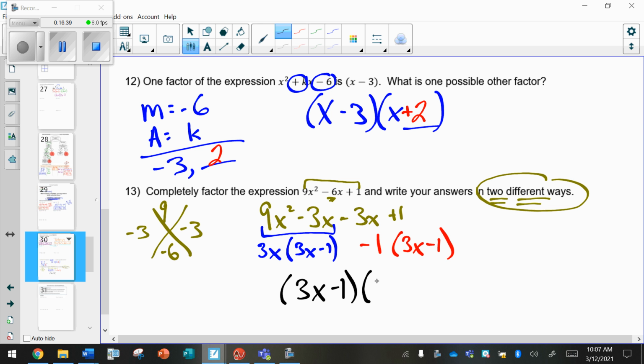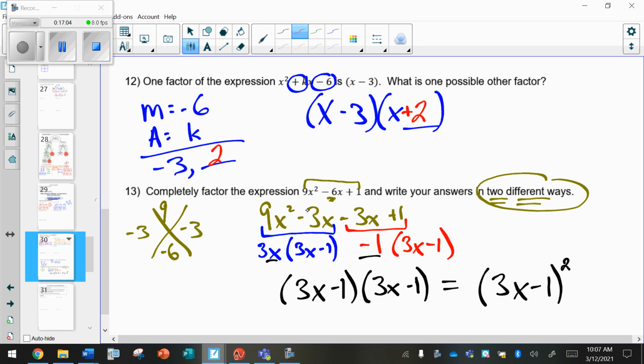And then the pieces that I factored out, 3x minus 1, show me that my two parentheses, my two factors, are actually the exact same thing. So the other way of writing this is writing it as one factor squared. All right, so we grouped and did a GCF.